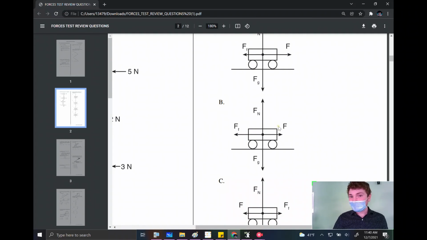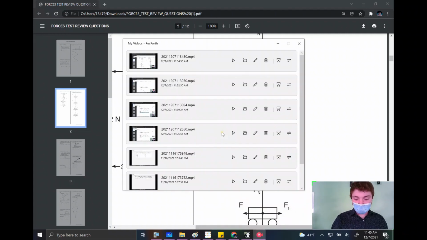The value of the force going to the right is smaller than the force going to the left, the frictional force. So if I look at this as a whole, my net force will be a small frictional force going to the left. Therefore, I'm decelerating. I'm accelerating to the left. So it has to be option B.